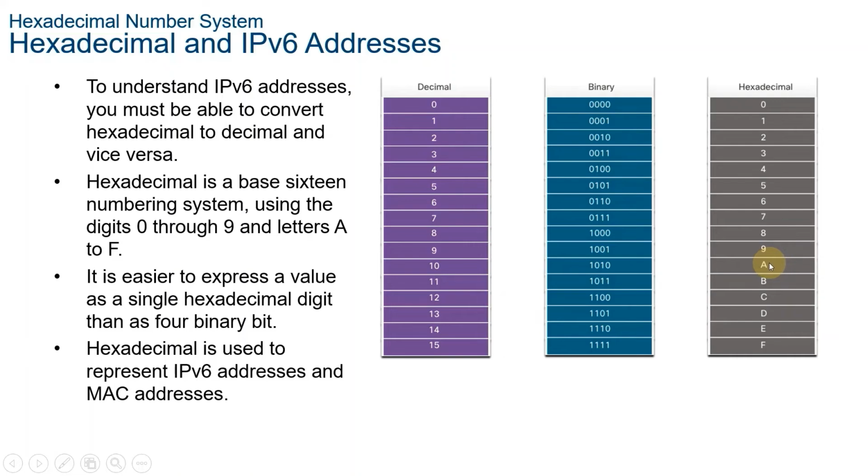If we are going to count in hexadecimal, that would be from 0 to 9. Once you reach 9, next is A, B, C, D, E, F. The next after F is 10. So hexadecimal 10 is not equivalent to 10 in decimal. That's equivalent already to 16 in decimal.